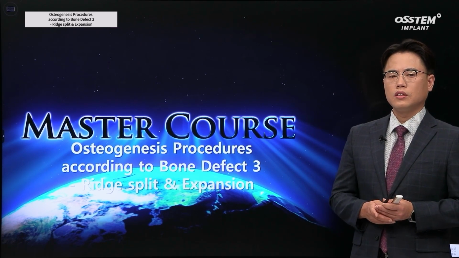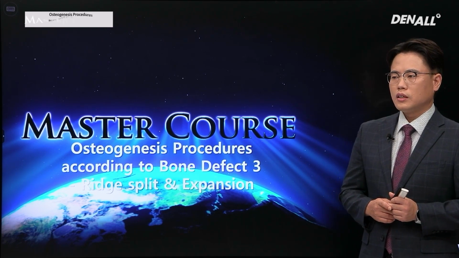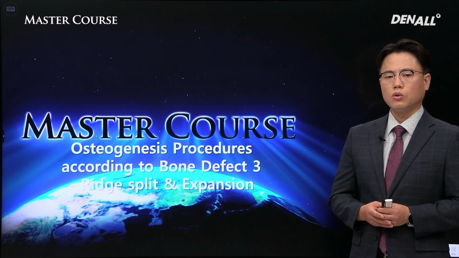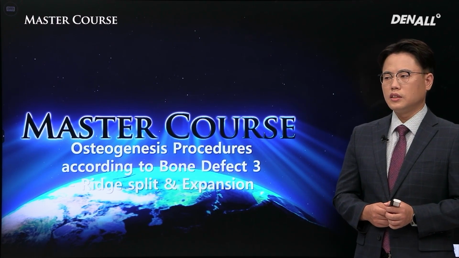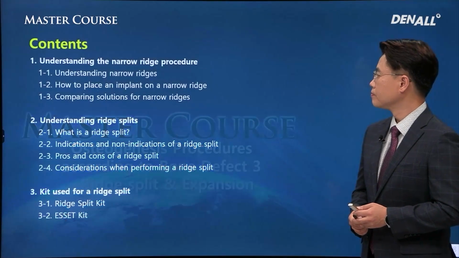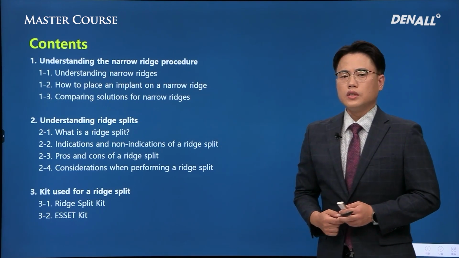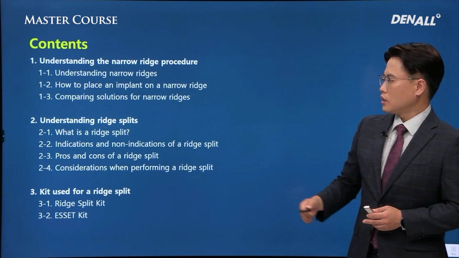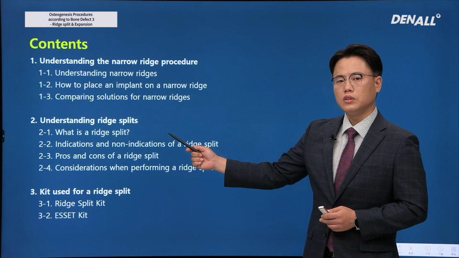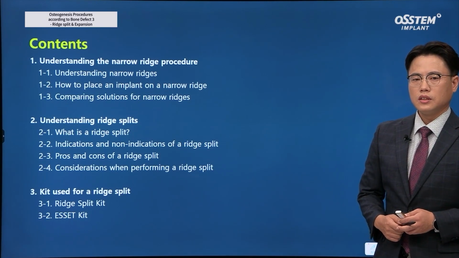Today I want to talk about how to place implants in the case of bone defects. I want to talk about ridge split technique and ridge expansion technique, which can be used when the ridge is extremely narrow. Let's look at what the narrow ridge is and how ridge split technique is done. Also, ESSET kit, which allows for easier ridge split, will be introduced.